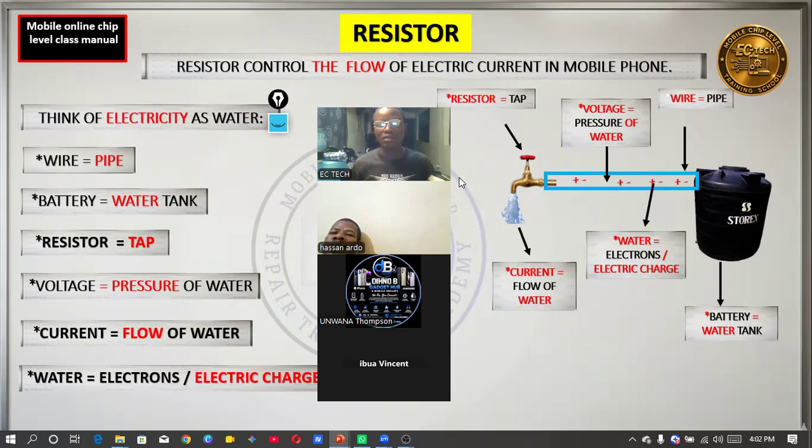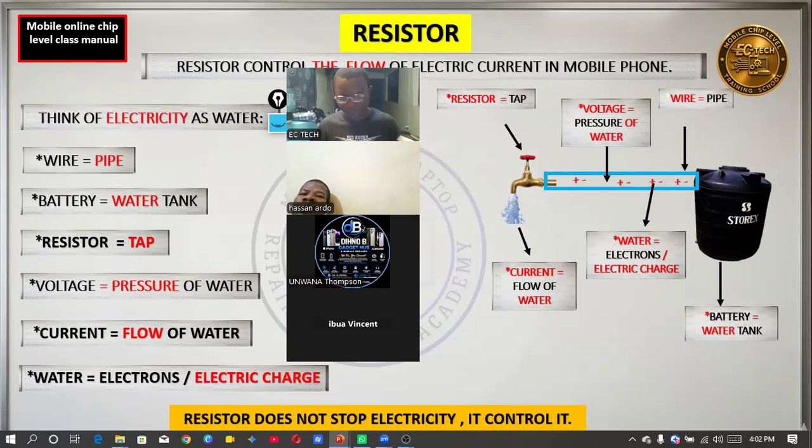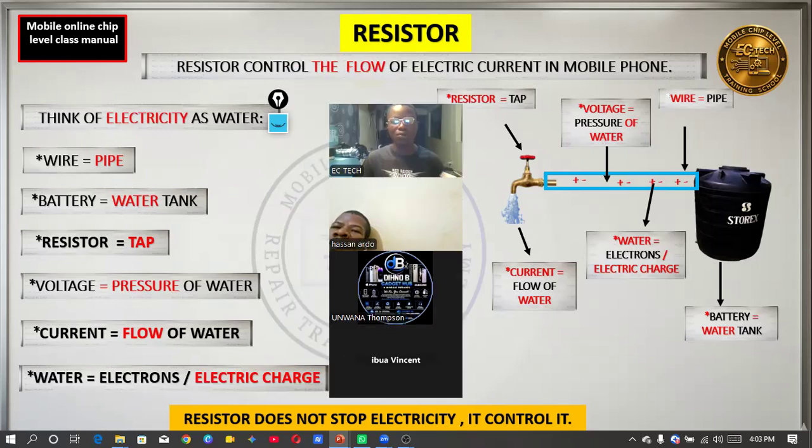Okay. So that's the reason why we measure voltage in electronics, because the force that is pushing an electron is directly proportional to the current that is flowing through the conductor. All right. So a resistor does not stop electricity, but it controls it. It's a controller.